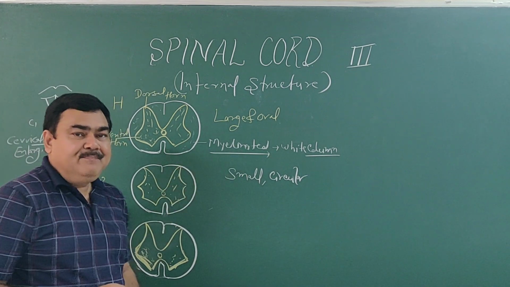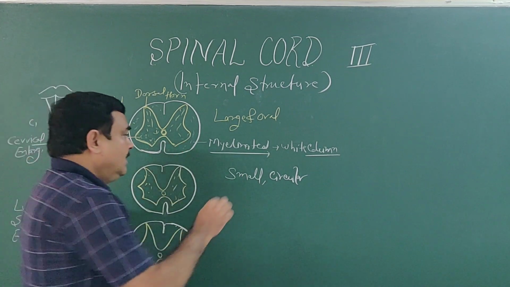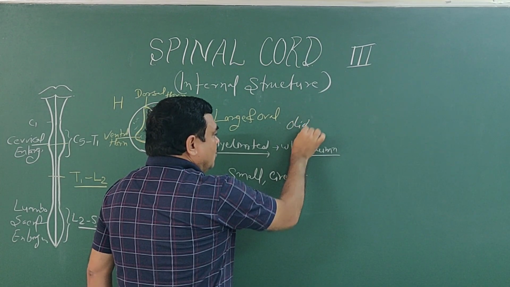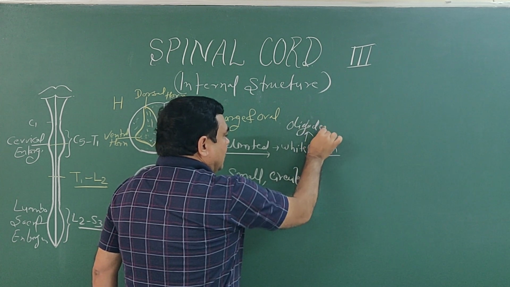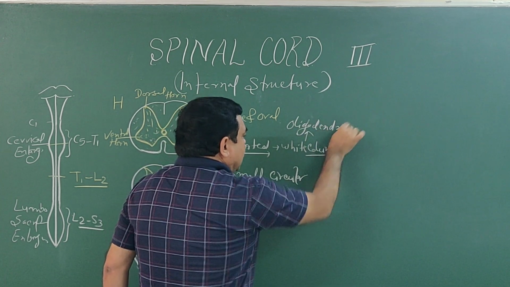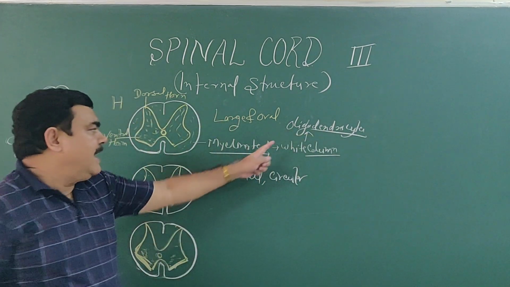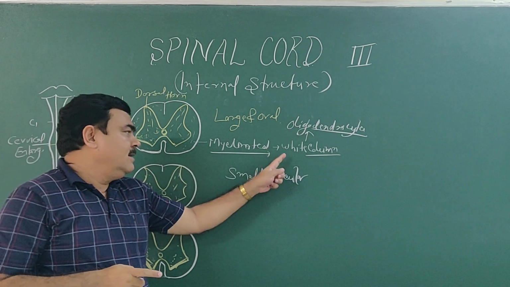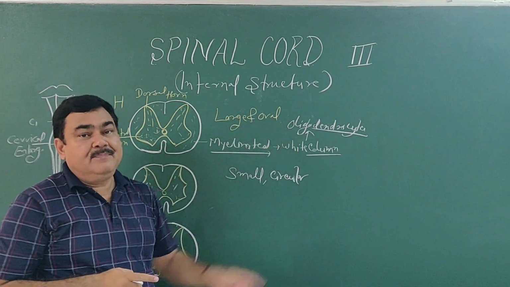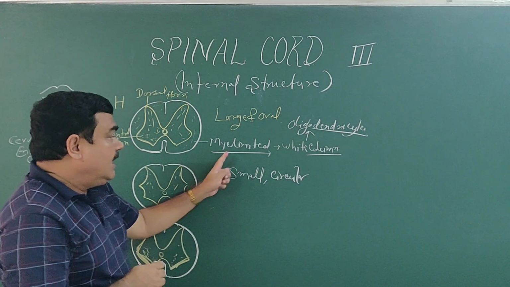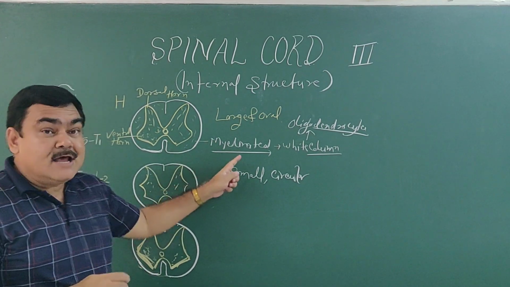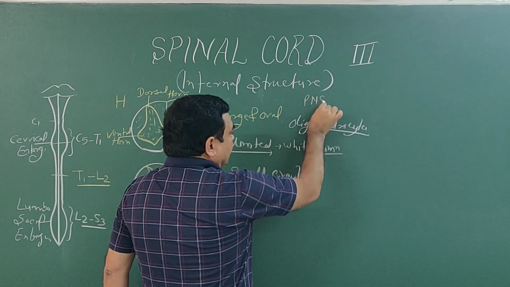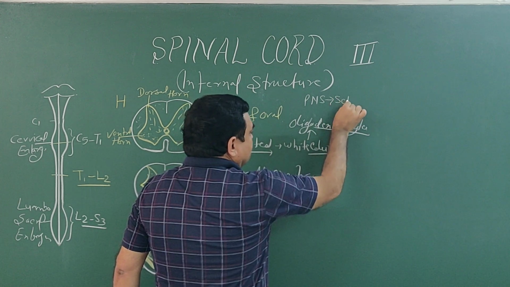Here in the central nervous system, the nerves are myelinated by oligodendrocytes. These are the oligodendrocytes. So nerves are myelinated, covered by oligodendrocytes. That's why it looks white. And as you know, in the peripheral nervous system, the nerves are myelinated by Schwann cells.